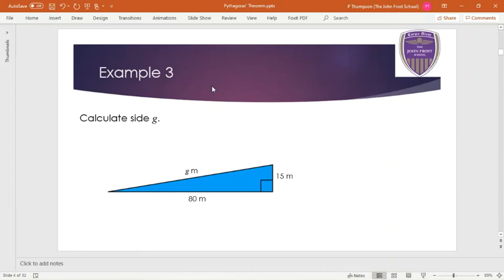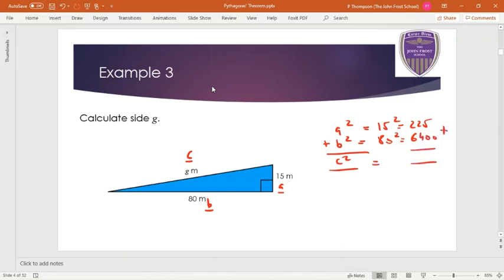Again, same sort of thing. It's a right angle triangle, so I call that one c, this one b, this one a. Write the theorem down like this. a squared is 15 squared, which is 225. b squared is 80 squared, which is 6,400. Add those together, you get c squared is 6,625.